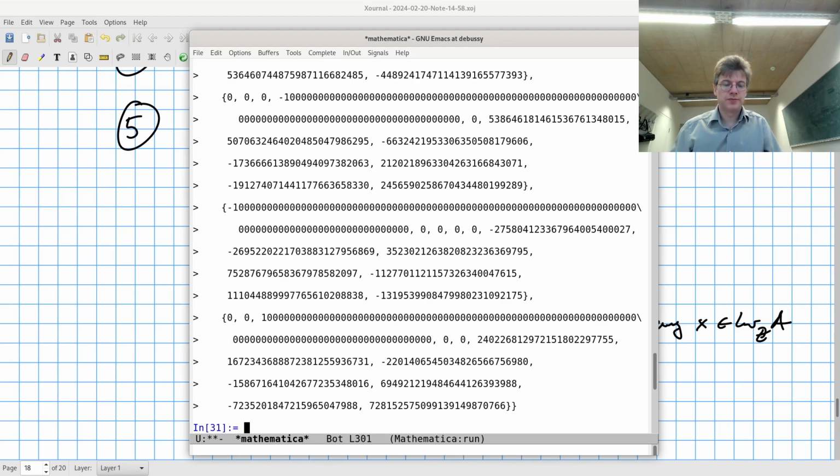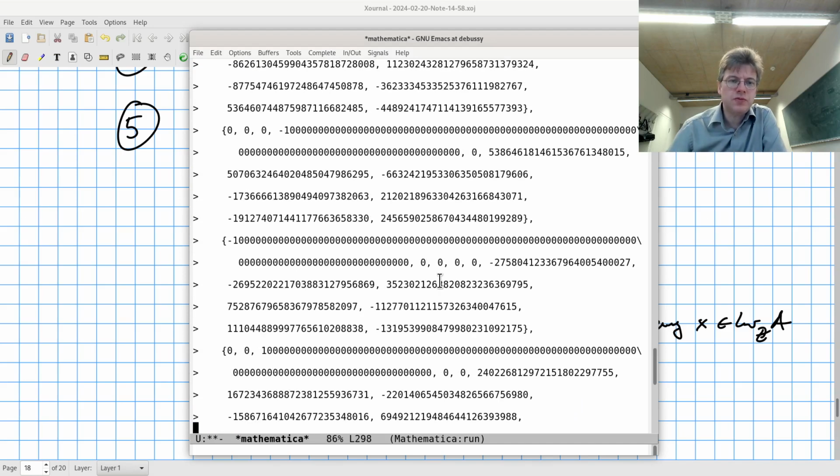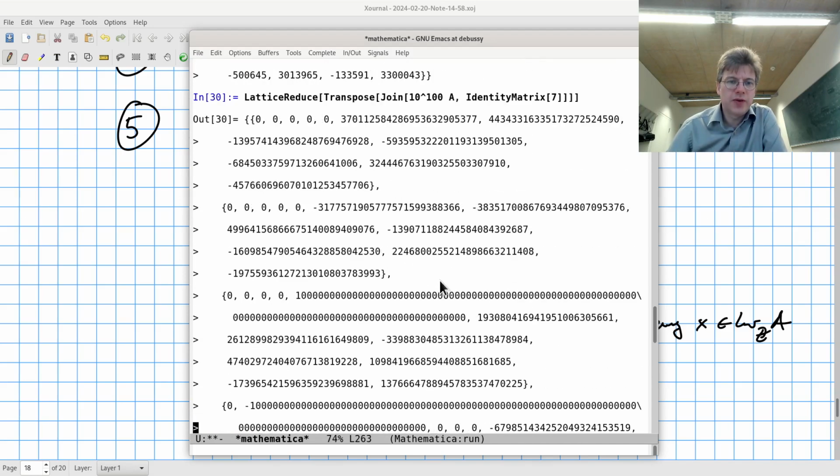And then here we go. So let's see what we get now. Here you see a big difference. Here, this is the third vector. The third vector contains something.